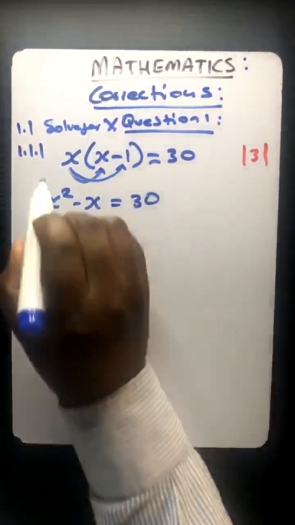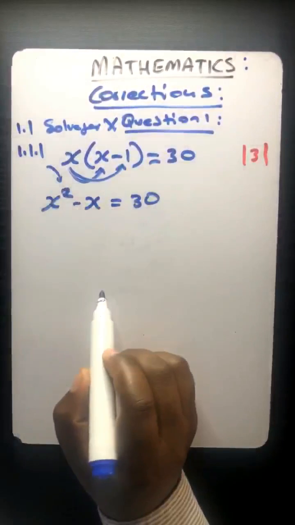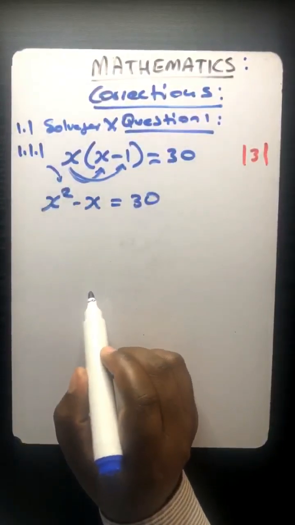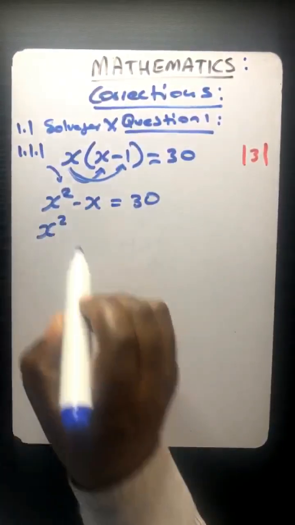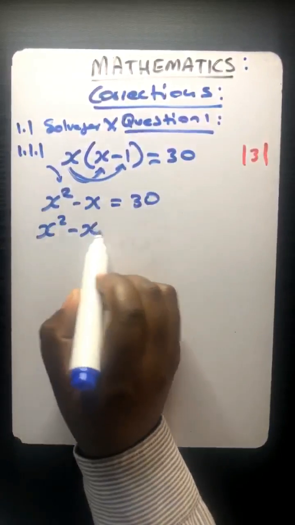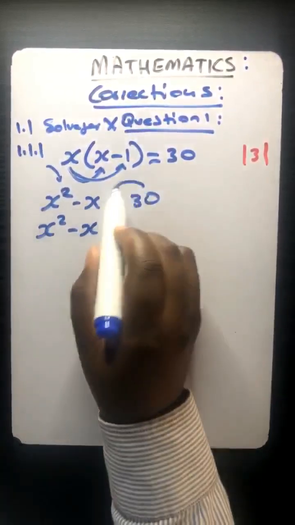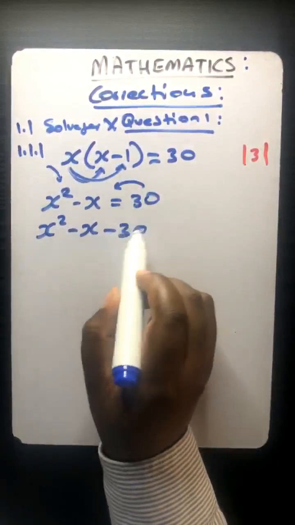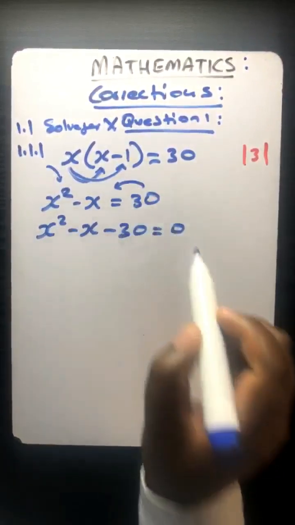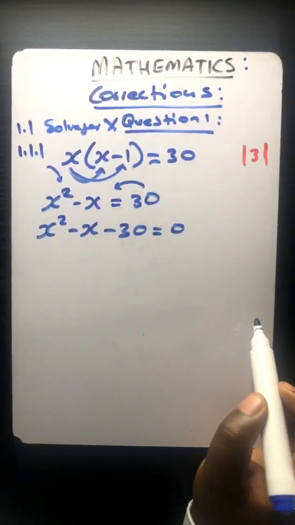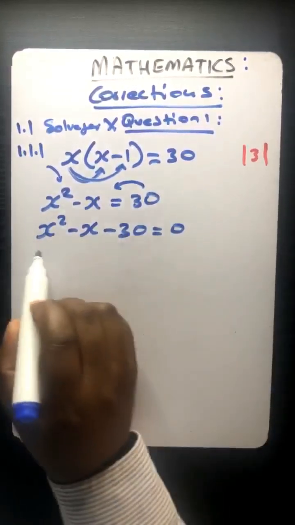Remember, the moment you start seeing a power of 2, it means you need to rewrite it in the standard form. How does it look when it's written in the standard form? That means it has to be ax squared plus bx plus c. You need to transpose. It changes a sign. It becomes negative 30, which is equivalent to 0. So now you need to factorize that.